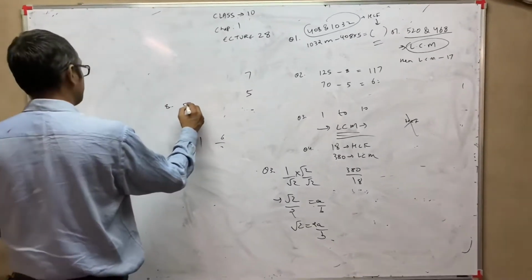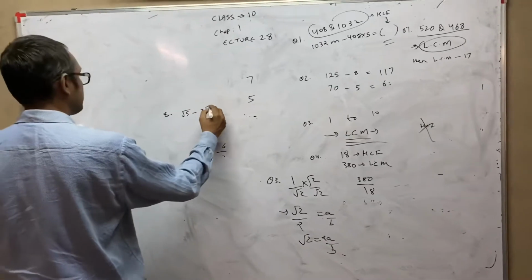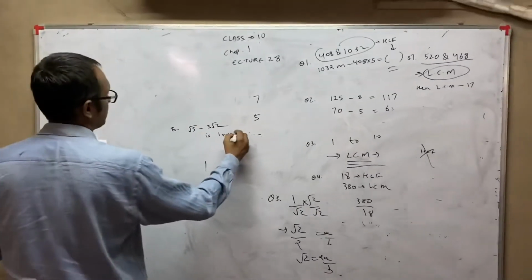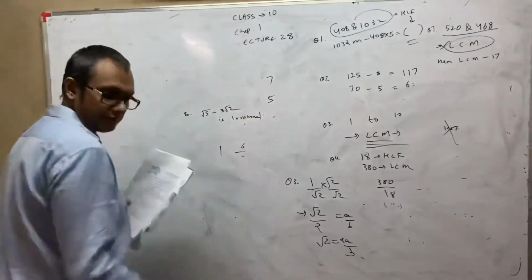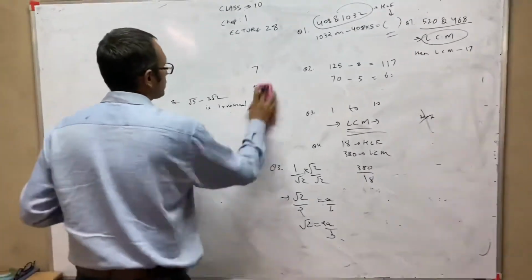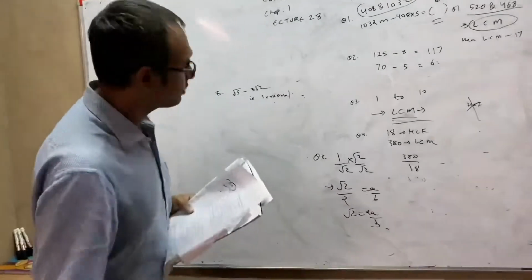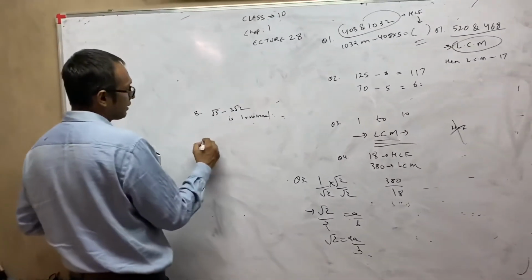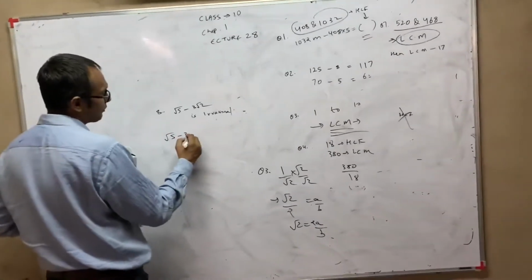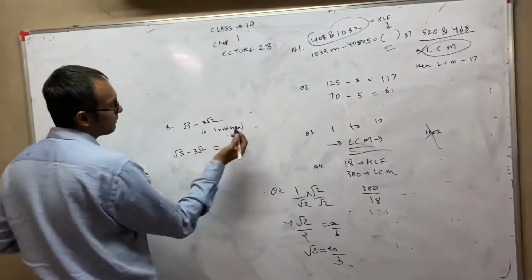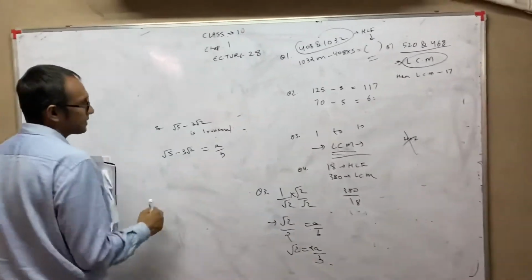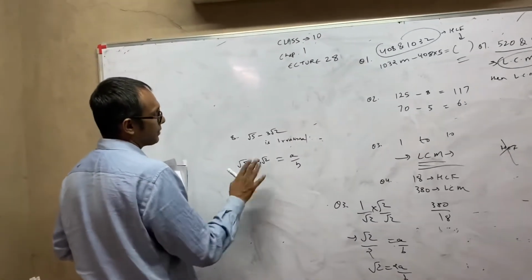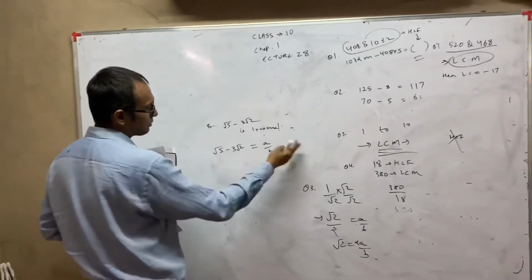Prove root 5 minus 3 root 2 is irrational. Now in this sum, if you notice, there are two roots. So whenever a sum comes in which there are two roots, the first step is of course the same one. Let it be rational and represented by a by b. Next step, you take one of the roots on the other side. Suppose I take this root on that side.